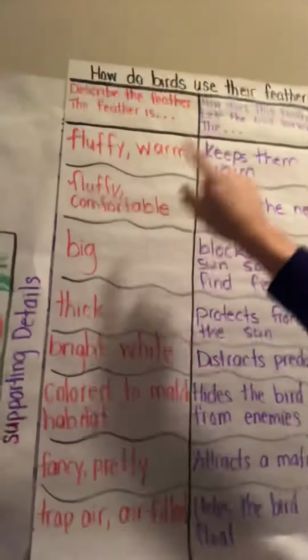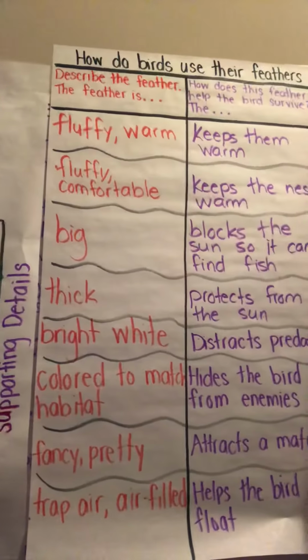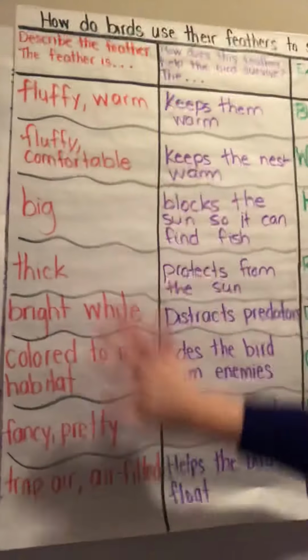All right, scholars. So now we're going to be learning how to write an informational paragraph because we've been taking class notes and reading about how feathers help birds survive. So today we're going to learn how to take our notes that we took the other day that told us how birds use their feathers to survive. We're going to take this information and turn it into a paragraph.